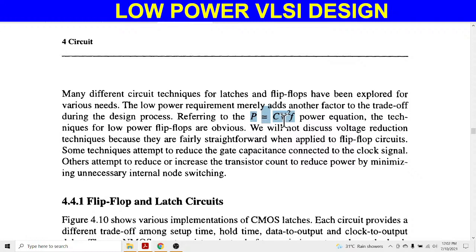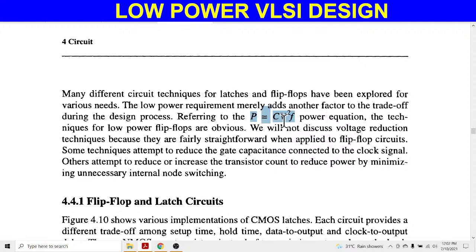Frequency means the clock frequency that is provided at the input port of any clock pulse. So it is a very important factor. If frequency is high, then automatically we can say the power dissipation will increase. So if we want to design any flip-flop, we need to focus on these parameters only.